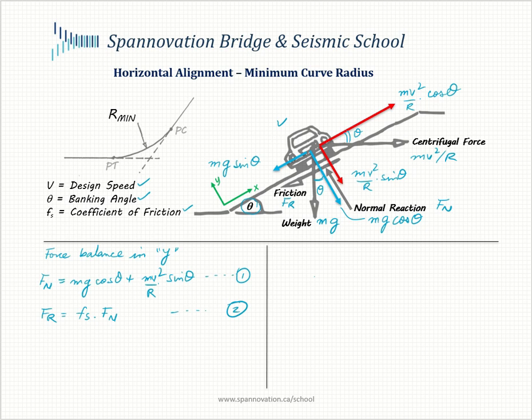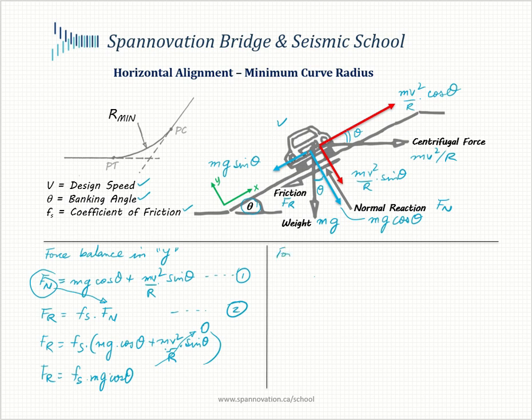So let's plug into the friction force the value of Fn from equation 1. You get Fr is equal to Fs times mg cosine theta plus mv square over r times sine theta. Now, notice that the centrifugal force is assisting you in resisting itself. So this is the part that's ignored by the codes conservatively. And the expression for the friction force that you're allowed to use is Fs times mg cos theta.